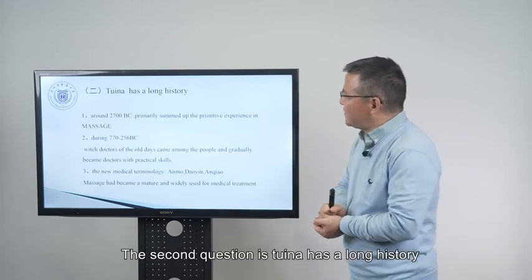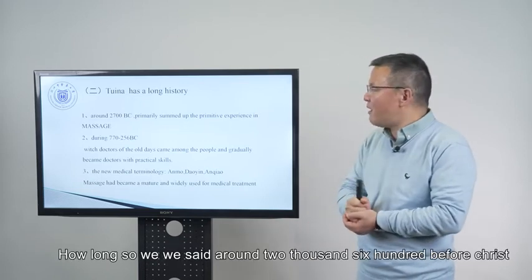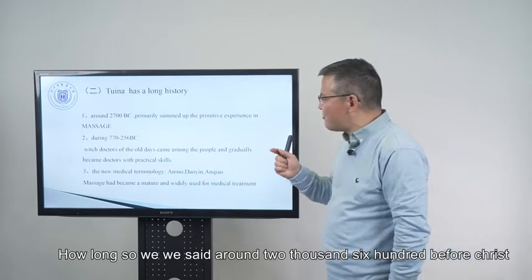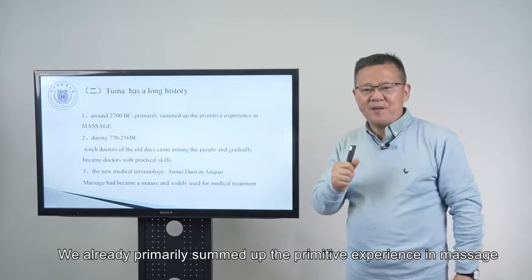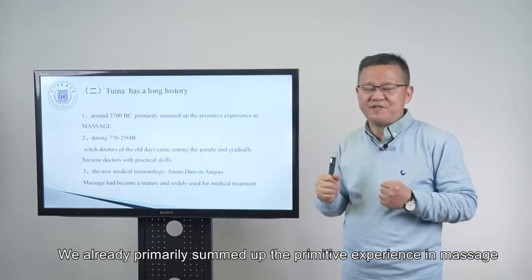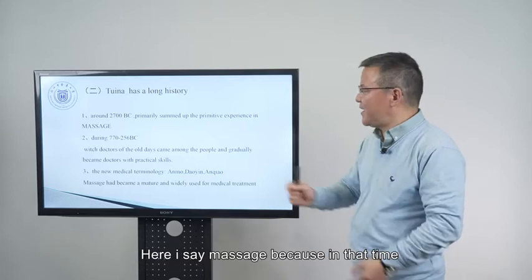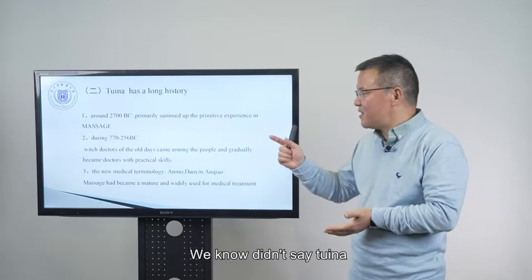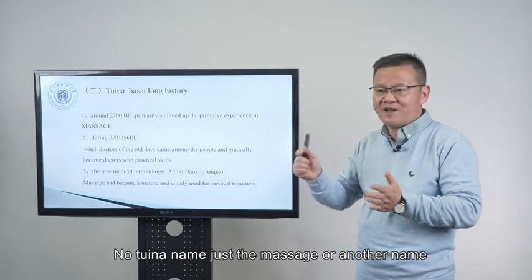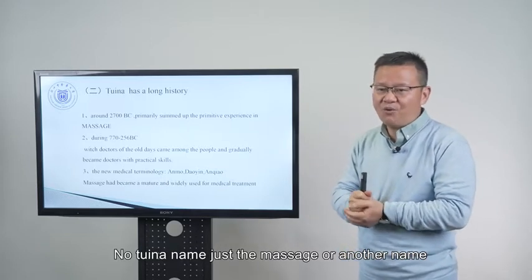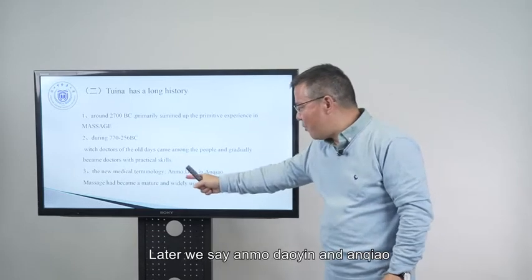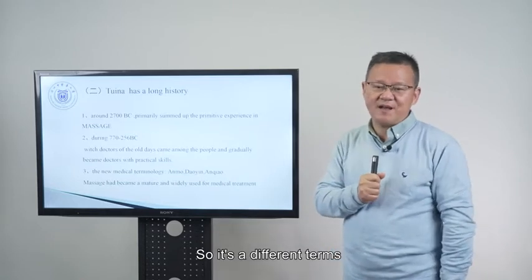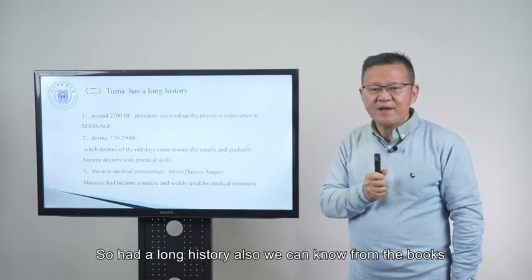The second question is, Tuina has a long history. How long? We say around 2700 BC, we had already summarized the primitive experience in massage. Here I say massage because in that time we didn't have the name Tuina, just massage or another name. Later we said Mo, Dao Yin, or An Qiao. So they are different terms. So it has a long history.